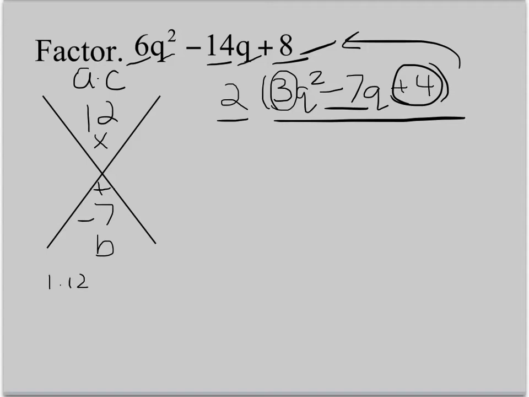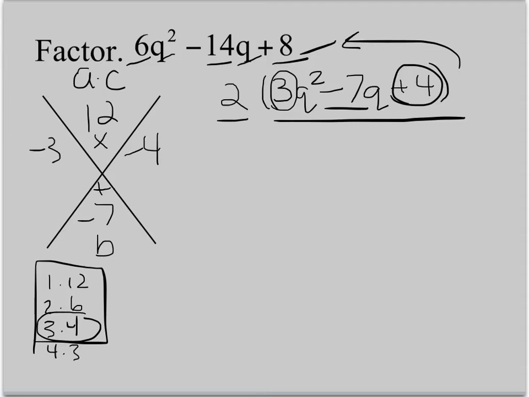12 is 1 times 12, 2 times 6, 3 times 4, and then 4 times 3. Once we get to the two factors that repeat themselves but are just switched around, then those are all the factors that we have. So the two that would add together to be negative 7 would be negative 3 and negative 4. Now that we have determined the two numbers, we take a and divide both those numbers by a. Finally, we reduce both fractions, so negative 4 over 3 is already reduced, but negative 3 over 3 is negative 1.